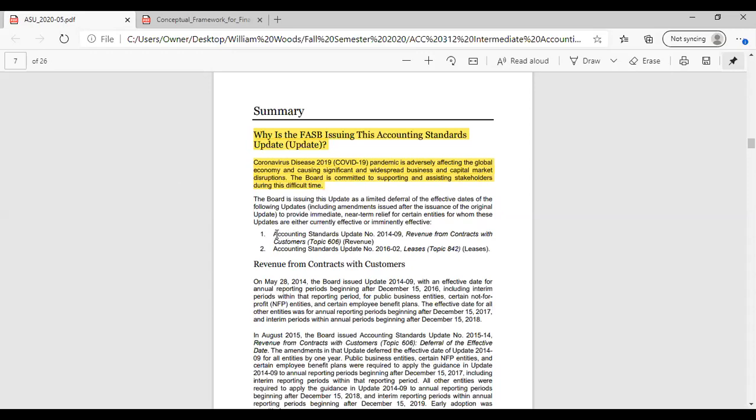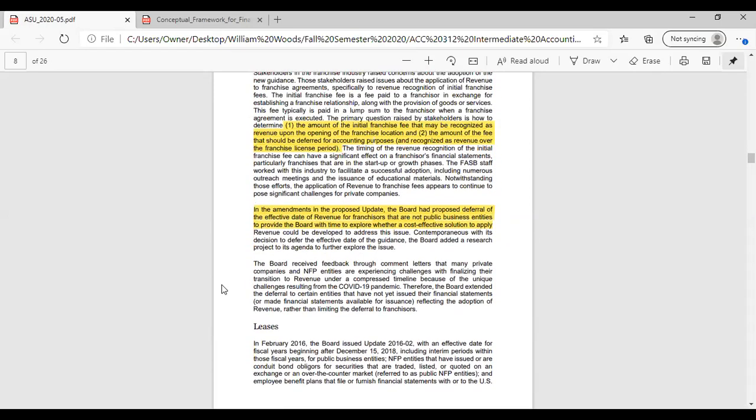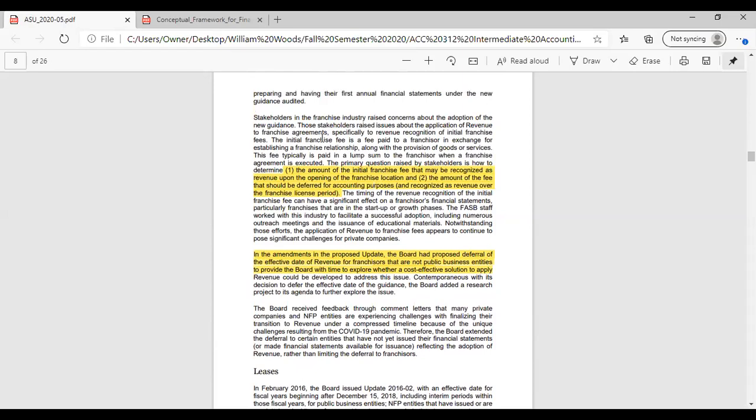And then it tells us here, accounting standards, revenue from contracts. Again, these are like franchise agreements, and then also with leases. So if we keep scrolling down, and we're not going to read through this whole thing, but just to highlight some of what it's talking about here. With the revenue recognition from franchise, some of these amendments that were proposed were supposed to take effect. Some of these companies, it was supposed to take effect and be implemented at the end of 2019 or 2020. And so now they're saying they're going to defer the effective date.